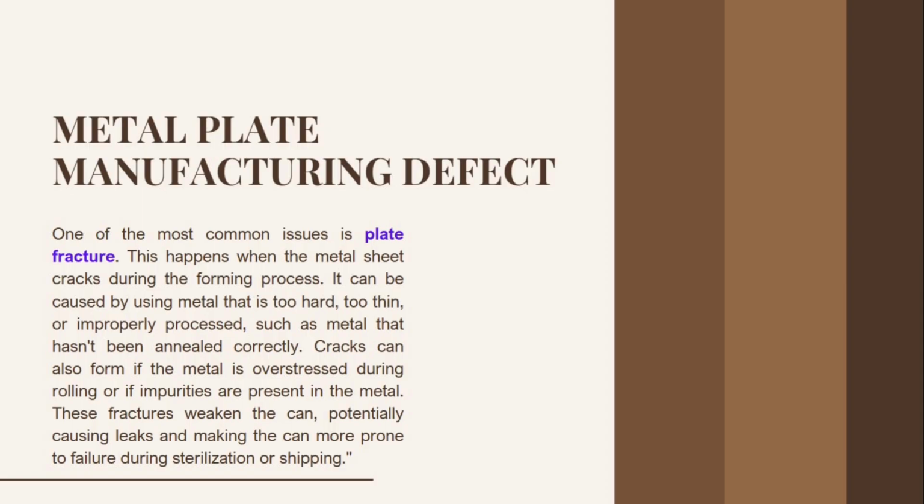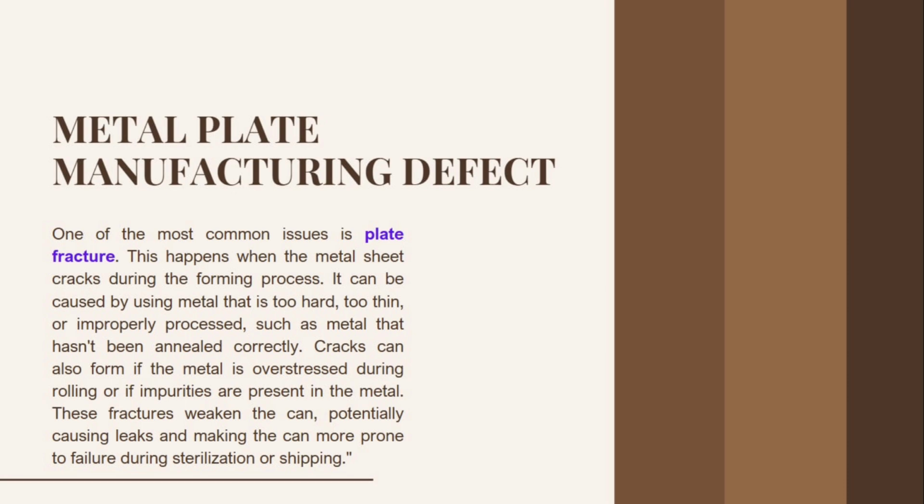Annealing is a heat treatment process that softens the metal, making it less brittle and more flexible. If this step is skipped or not properly controlled, the metal can become too hard, leading to cracks when it is rolled, bent, or formed into can shapes. Overstressing the metal during rolling can also lead to fractures. For example, if the rollers apply too much pressure or the metal is passed through the rollers too quickly, the sheet may crack along weak points.